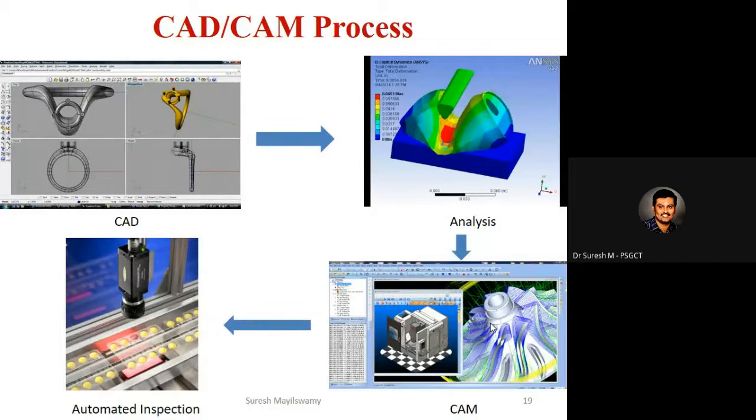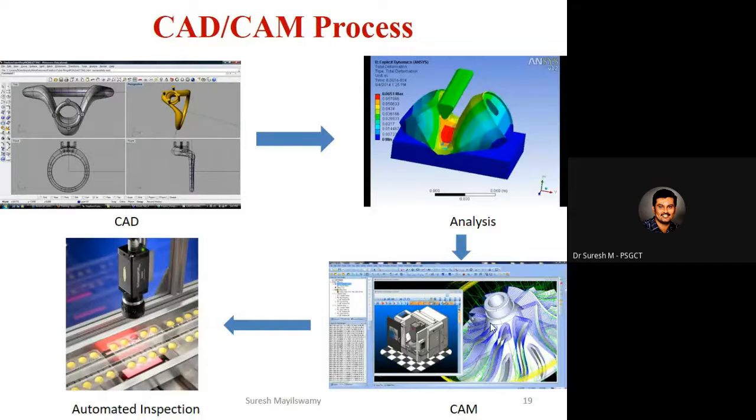After completing the analysis, we will go to the CAM software. Based on the part geometry, it will generate the G codes and M codes, and from them the part program. So this is called CAM software. The main important usage of CAM software is to generate a part program based on the part geometry that we design in the computer-aided design software.